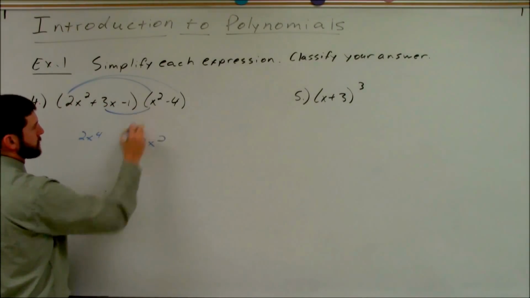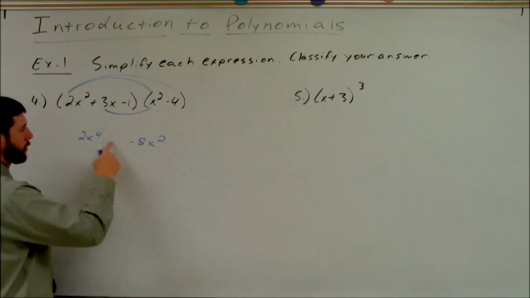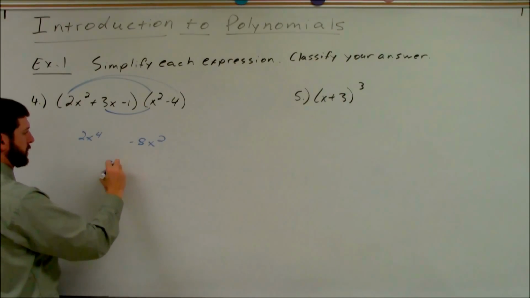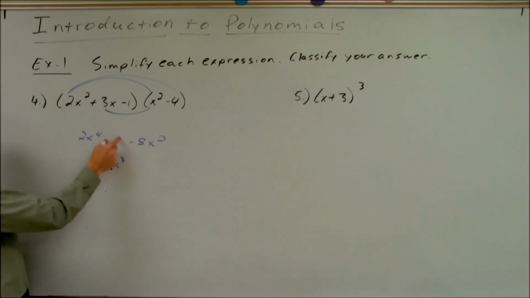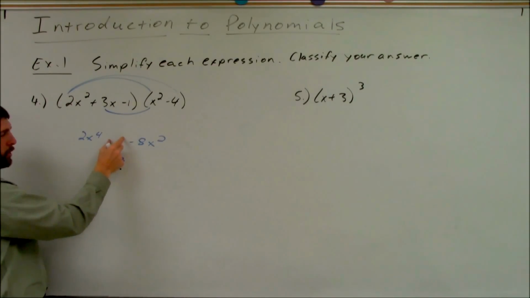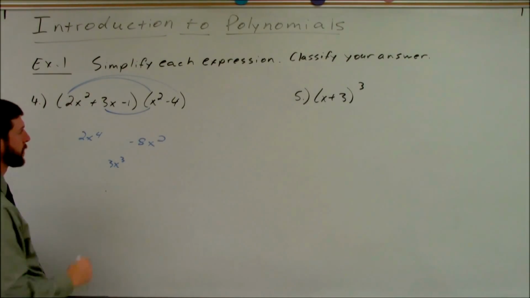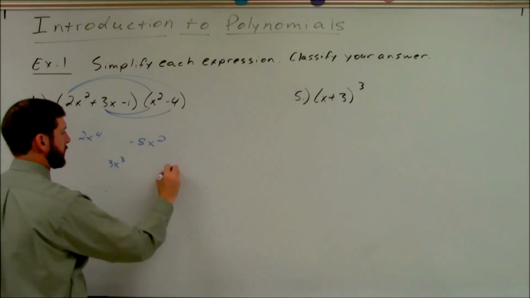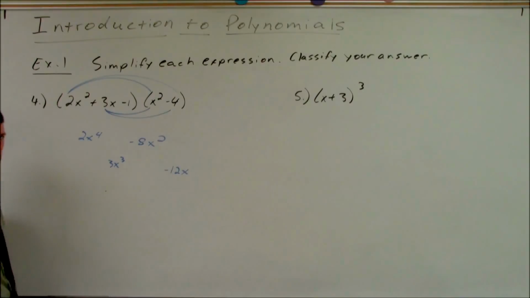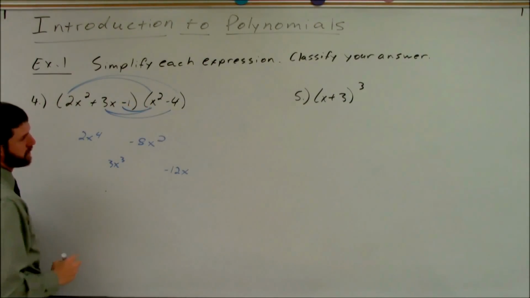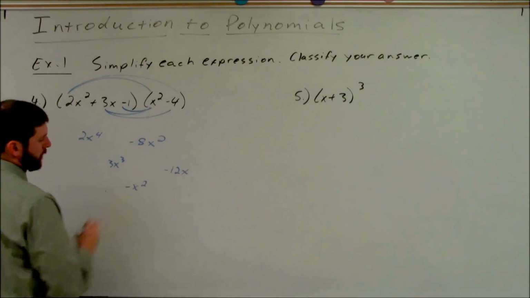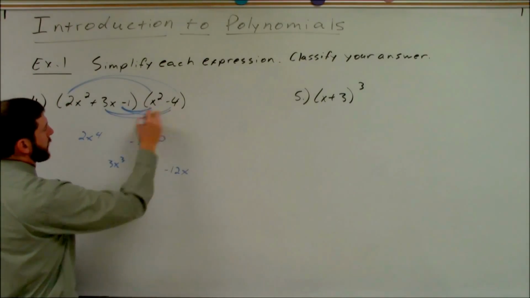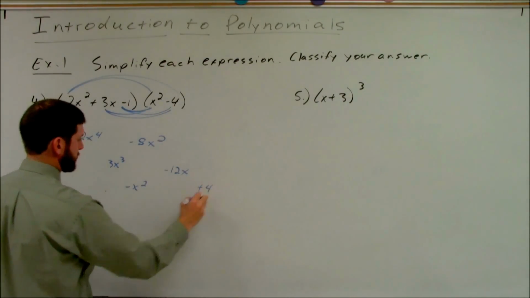Now we'll move to the 3x. So 3x times x squared is 3x cubed. Well, I didn't have a 3x cubed here, so I'm just going to leave it in that open space. I had a 4th, didn't have a cube, so I left the open space, had an x squared. 3x times negative 4 is negative 12x. So I try to line up my like terms as I go. Negative 1 times x squared is negative x squared. Negative 1 times negative 4 is positive 4.